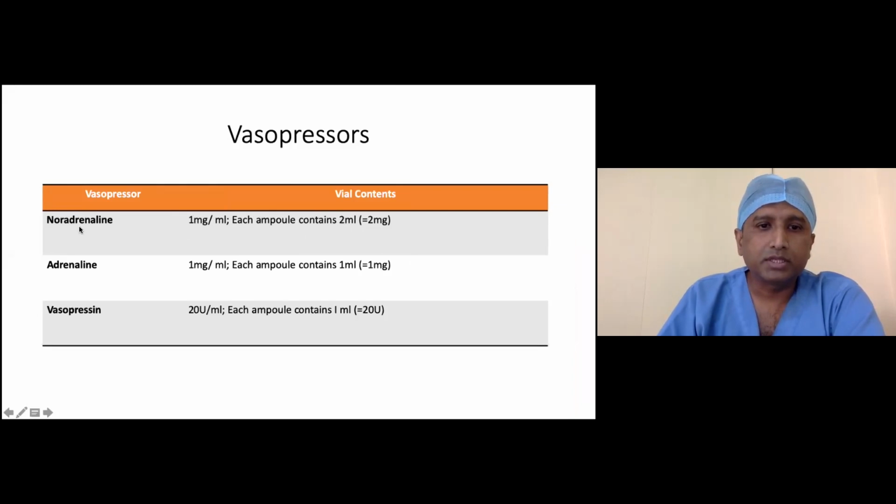So summarizing these, noradrenaline comes in a 2 ml ampoule and contains 1 milligram per ml. Adrenaline comes in a 1 ml ampoule and contains 1 milligram per ml, and vasopressin comes in a 1 ml ampoule and contains 20 units per ml.